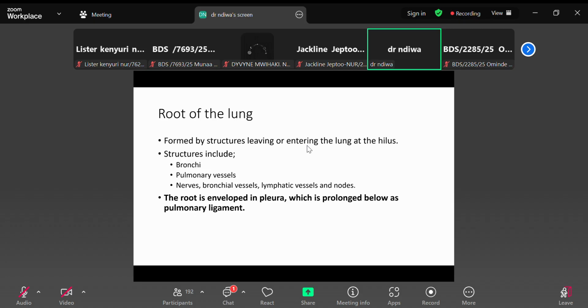Now, let's look at the root of the lung, which is usually formed by structures leaving or entering the lung at the hilum. The structures include the bronchi, the pulmonary vessels, the nerves, bronchial vessels, lymphatic vessels, and lymph nodes. This root is usually invested in pleura, which is prolonged below as the pulmonary ligament. Remember, it is at the root that the visceral and the parietal pleura become continuous with each other, and it hangs down as the pulmonary ligament.